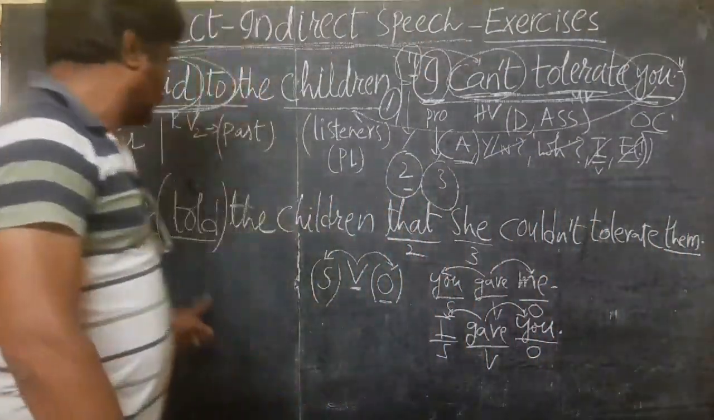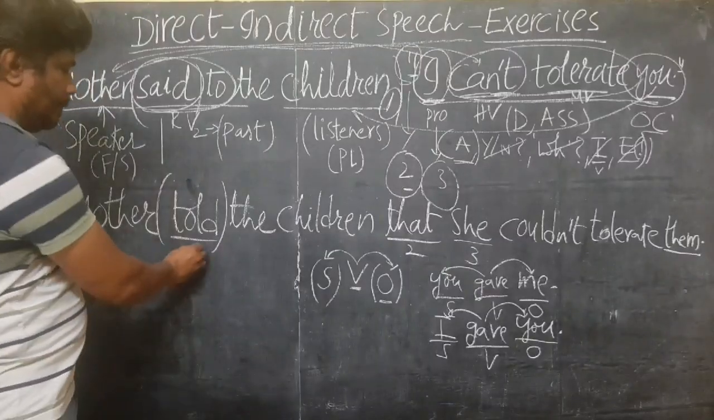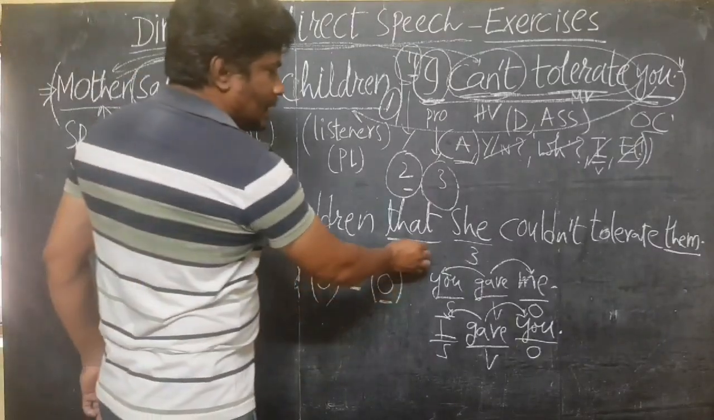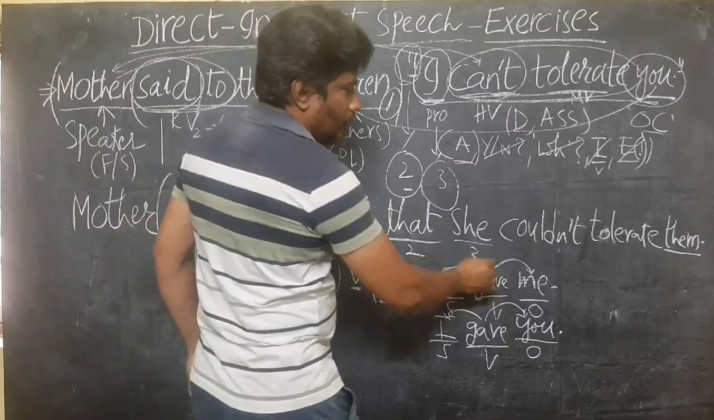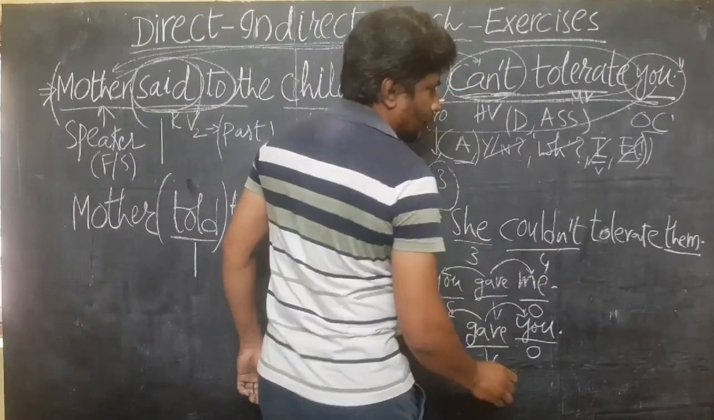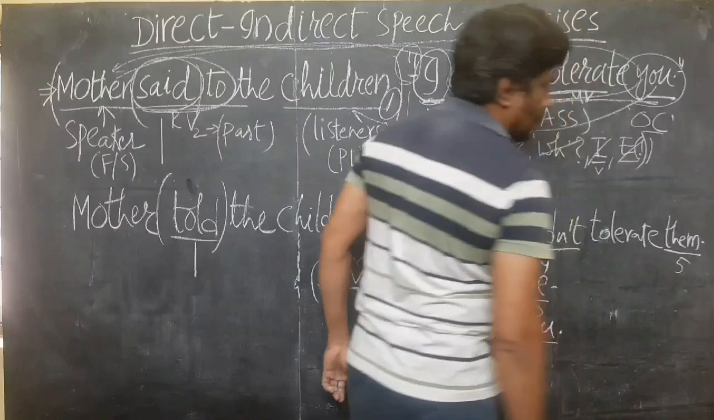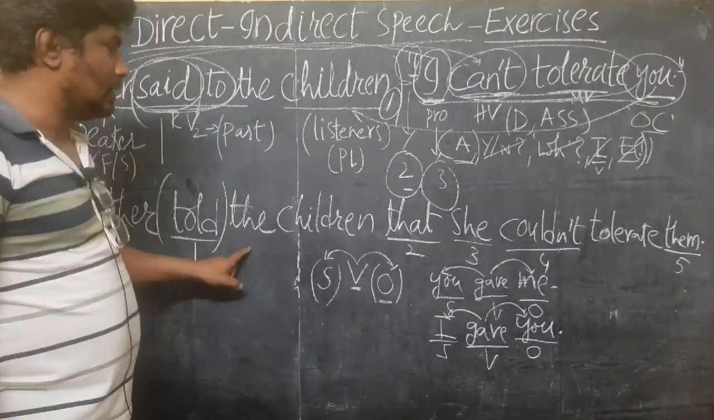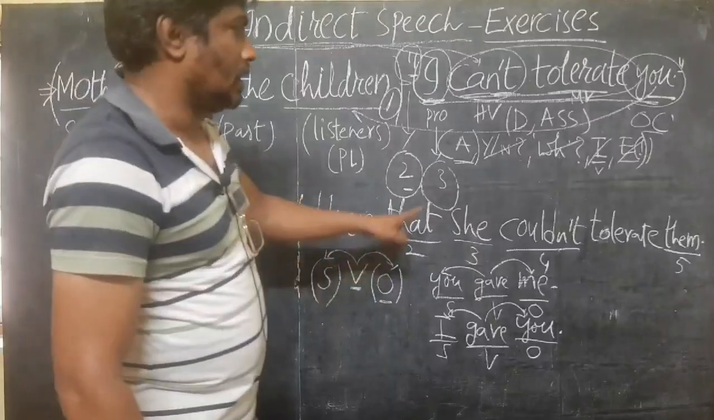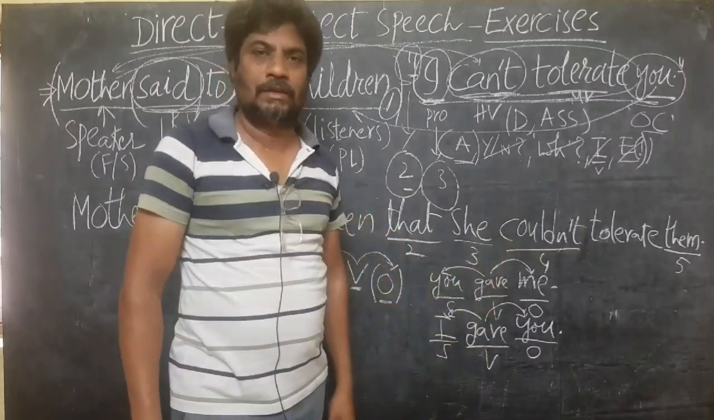Observe the changes. The first change is in the reporting verb. Second, the conjunction. It is not a change, it is an insertion. Third, the reporting verb. Fourth, the helping verb. Fifth, again, the pronoun. Likewise, 5 changes. Now observe: Mother told the children that she couldn't tolerate them.